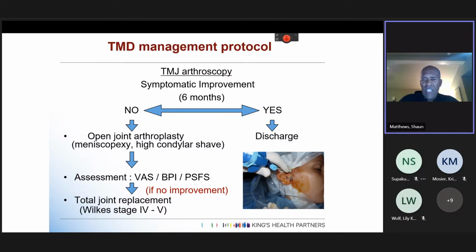The procedure of choice is determined by what pathology is discovered in that jaw joint. It could be a disc reposition procedure, a condylar shave, but at the very end of the road, if that is an end-stage diseased joint, then I will do what's called a total joint replacement for a patient with a Wilkes 4 or Wilkes 5 internal derangement joint.